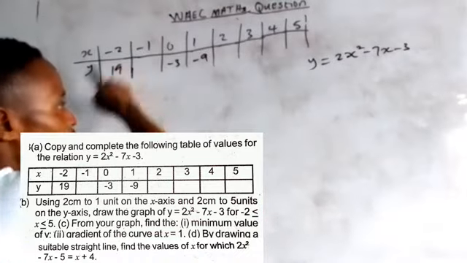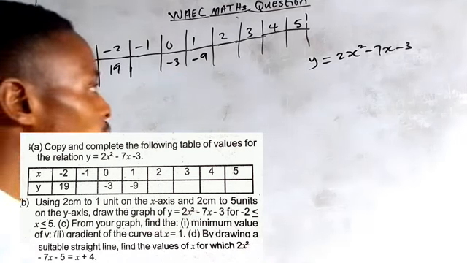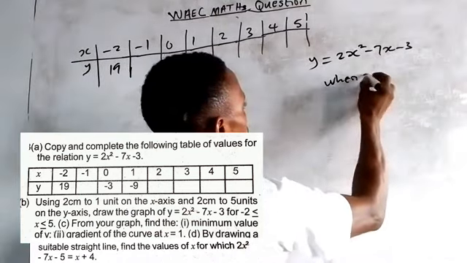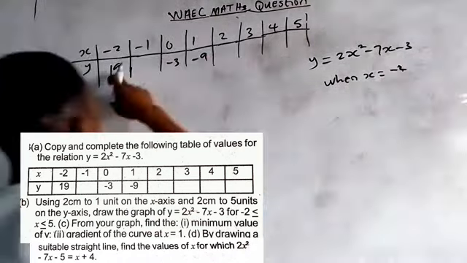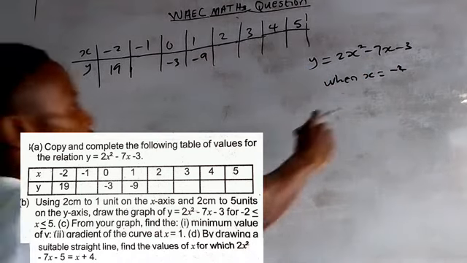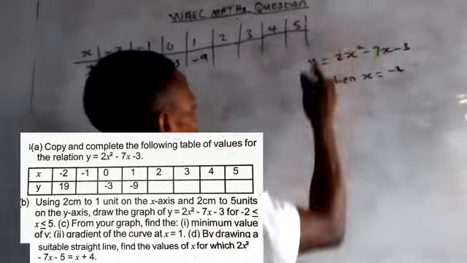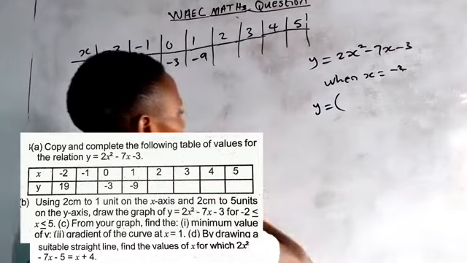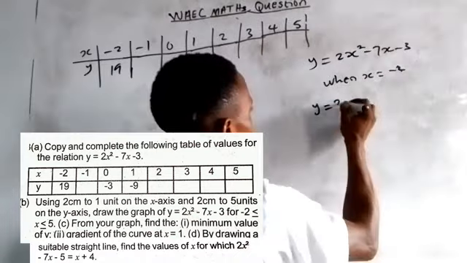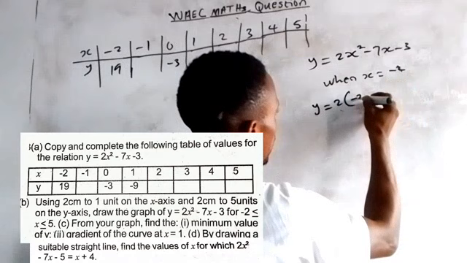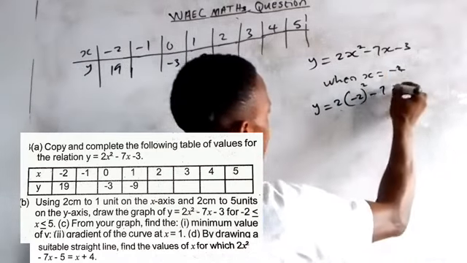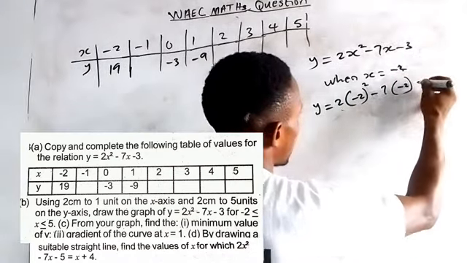So let's test it in this place. Let's say when s is equal to minus 2. I want to confirm here that maybe our answer is 19. So when s is equal to minus 2, let's put minus 2 here. We have y equal to, so what will be the value of y now? Here y is equal to 2 times minus 2 squared, minus 7 open bracket minus 2 close bracket, now minus 3.